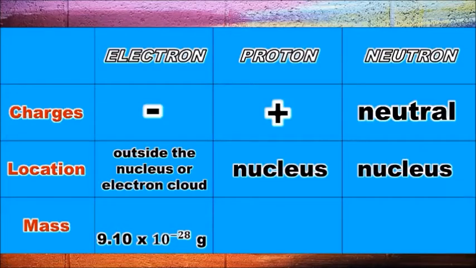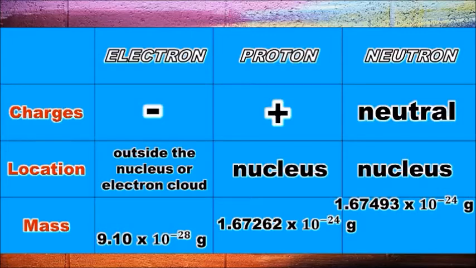Protons and neutrons are packed in an extremely small nucleus. And both are quite massive compared to the electrons. The mass of a neutron is slightly larger than the mass of a proton.